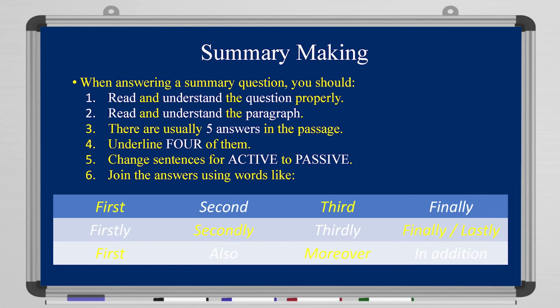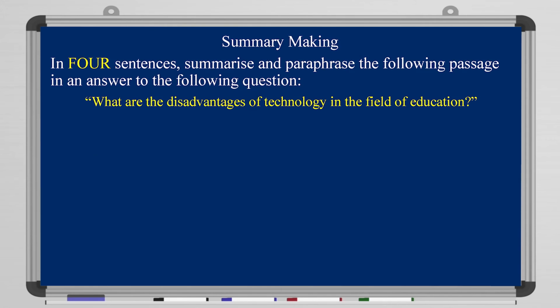Okay? Now let's look at summary making. With the summary, I have a passage and I have a question. I want you to answer that question and summarize the passage at the same time in answer to the question. Usually you're going to find 5 answers. Choose 4. Try to change the sentences a bit and connect them using first, second, third, and finally. So let's look at the summary.